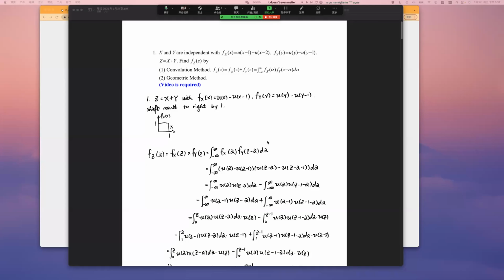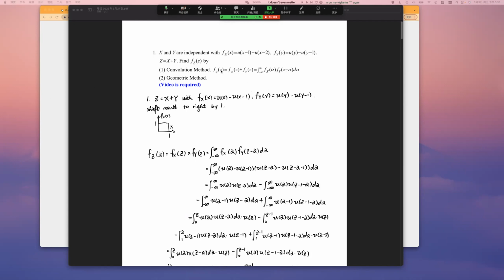So for the first question, it asks to use the convolution method to solve for f_Z, where Z equals X plus Y. And so we can see that we use this formula, f_Z equals f_X convolved with f_Y. And then we know that this f_Z equals the integral from negative infinity to infinity of f_X of alpha times f_Y of (z minus alpha) d alpha.